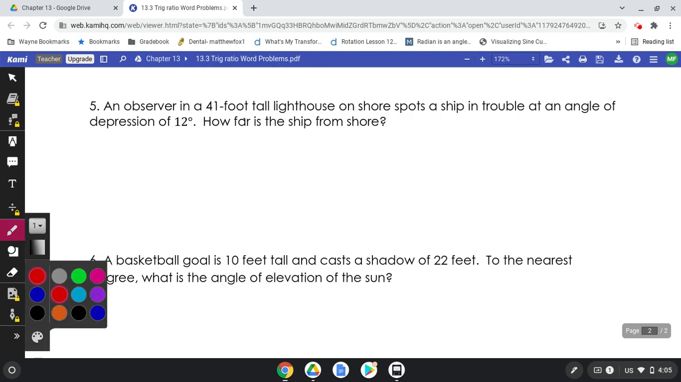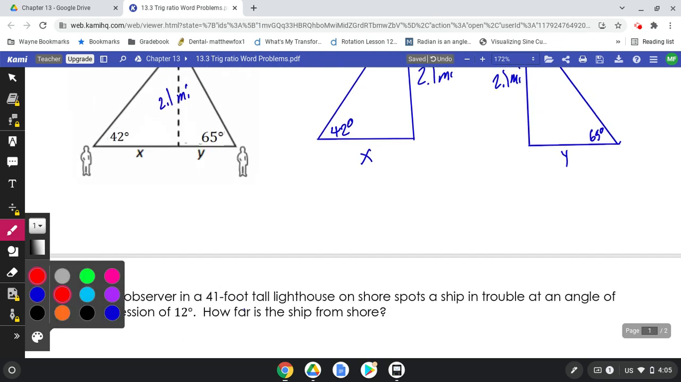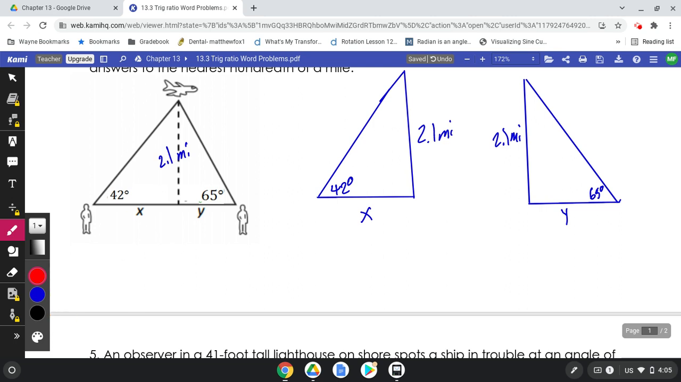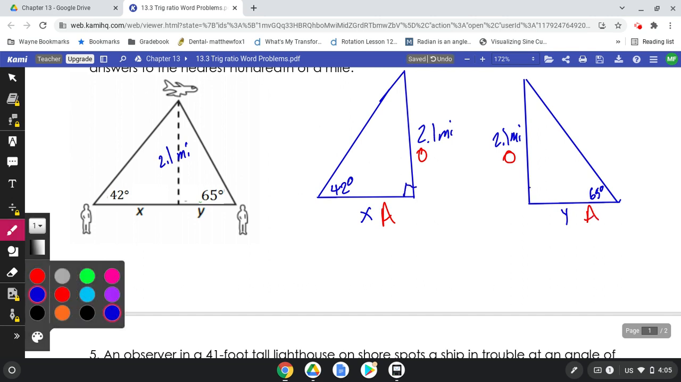Now, either way you do it, you'll get the same situation here. We know that 2.1 will be O and the x will be A. 2.1 here is O, the y is A. And don't forget, I forgot to put the right angles in. We know that those are both right angles because it is directly above. Okay. So either way, we have an O and an A. We're going to use tangent to solve.